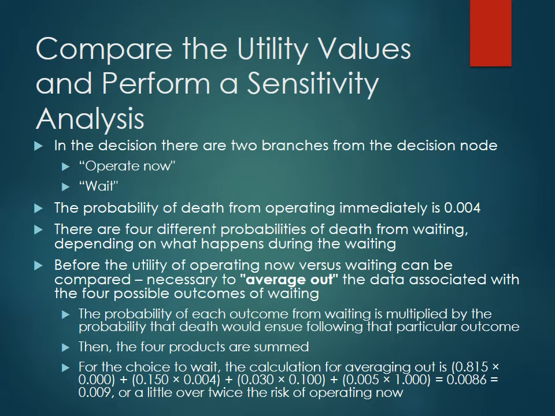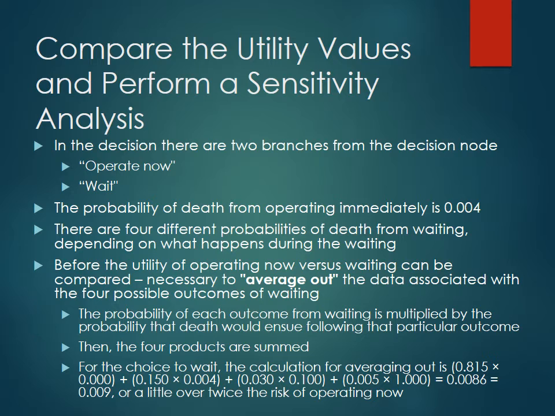So the probability of each outcome from waiting is going to be multiplied by the probability of death that would ensue following that particular outcome. Again, looking at the likelihood the patient will go one of those particular routes and then multiplying that by the likelihood of death there. So for this circumstance, by averaging those out, we'd multiply 0.815, because 81.5% of those patients would be asymptomatic, times 0, plus all the other values weighted out. And at that point, what you end up getting is 0.009, which is just a little over twice the risk of operating now.